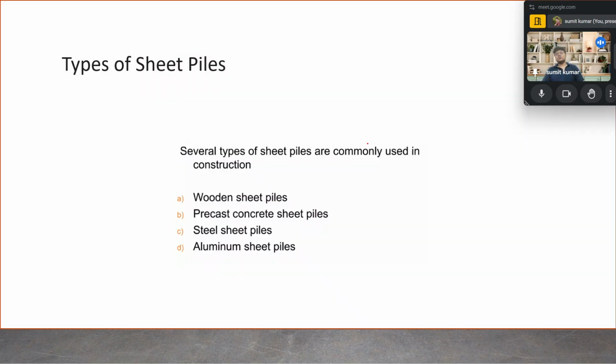Okay, now we talk about the types of sheet piles: wooden sheet pile, precast concrete sheet pile, steel sheet pile, and aluminum sheet pile. Here, the two metals, one concrete and one wood are already mentioned. We have talked up to steel, but aluminum is also there, though its strength is relatively less. It bends easily as compared to the steel sheet pile, so it is very little used, but it could be used.